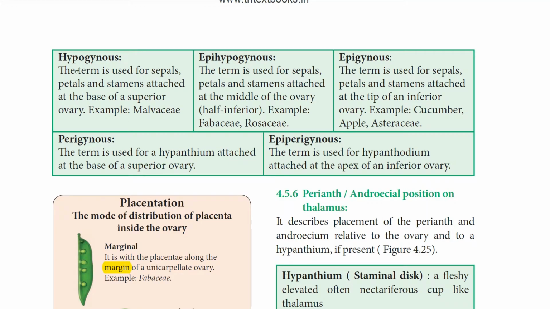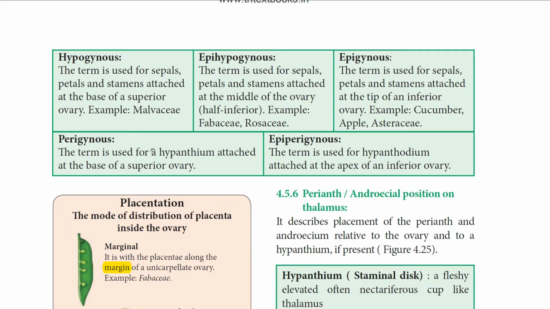Now let us see what is hypogynous. It is a term used when the sepal, petal and stamen are attached to the base of the ovary, that is the superior ovary. Example, Malvaceae. The term used for sepal and petal attached to the middle of the ovary is half inferior. We call it in other terms an epihypogynous ovary. Example, Fabaceae and Rosaceae family. In epigynous ovary, the sepal, petal and the stamen will be attached at the tip of the ovary or the inferior ovary. Example for this is cucumber, apple and Asteraceae.